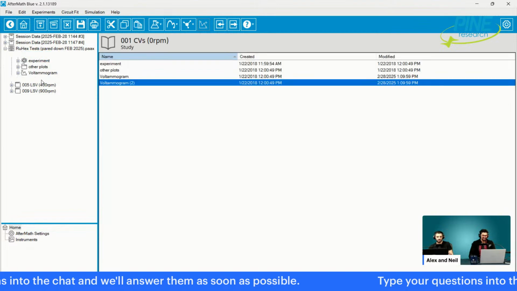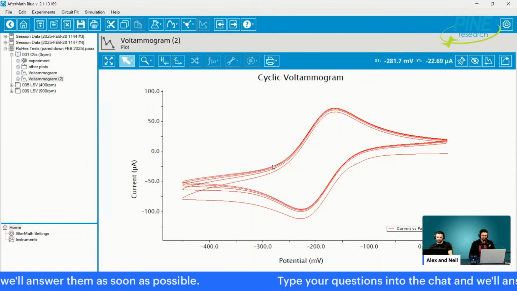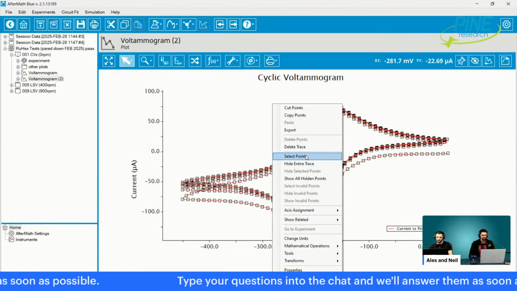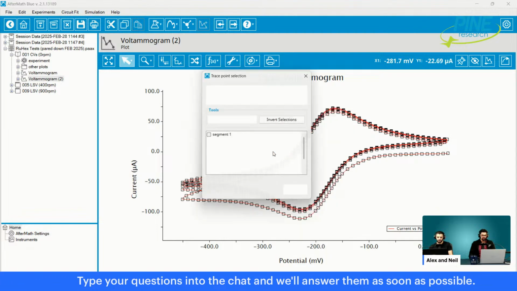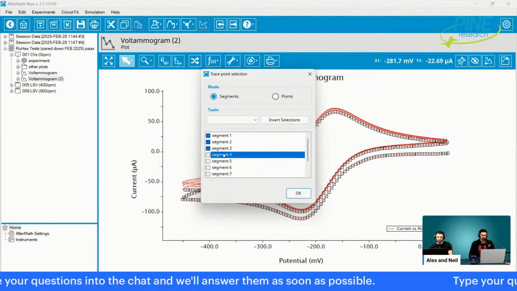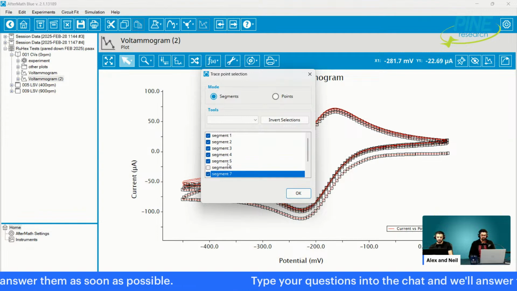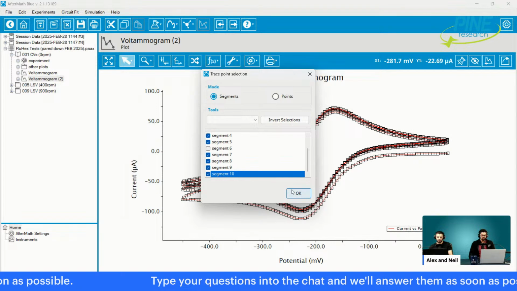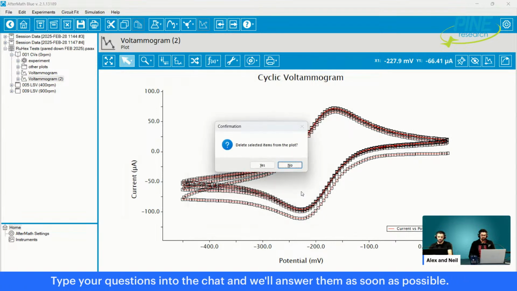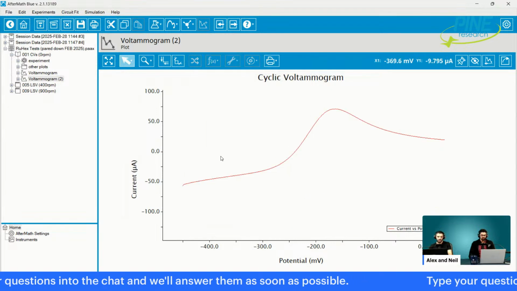First, I'm going to copy this, because you can see this is a bunch of CVs all at once. I'm going to try to just isolate one trace here. Let's see. I think the sixth segment probably is good. I'm going to get rid of the rest of these. Just keep one. All right.